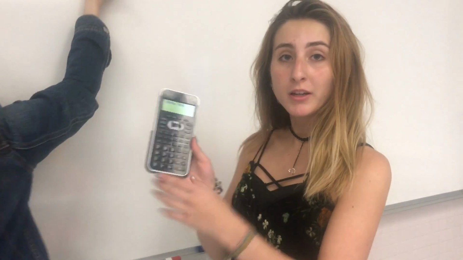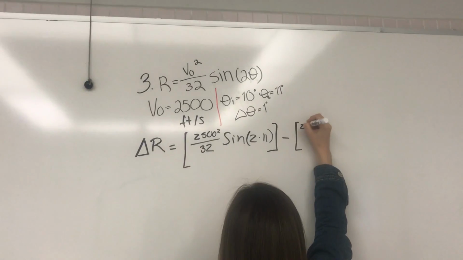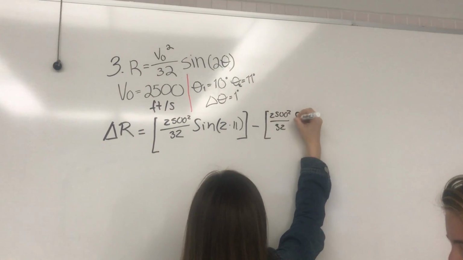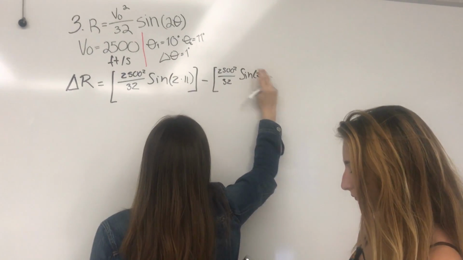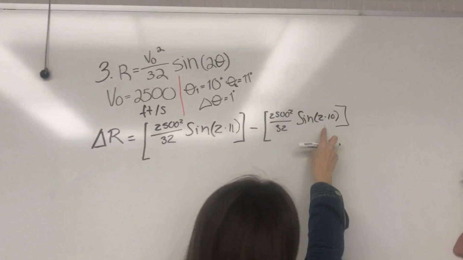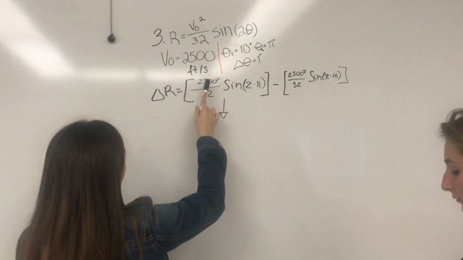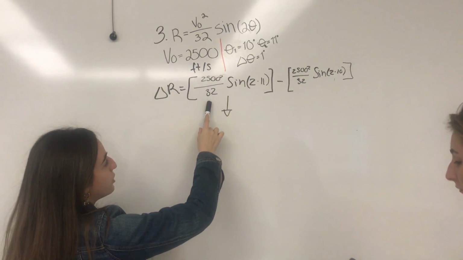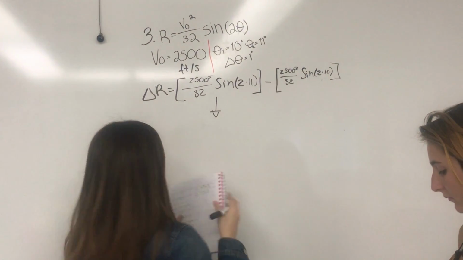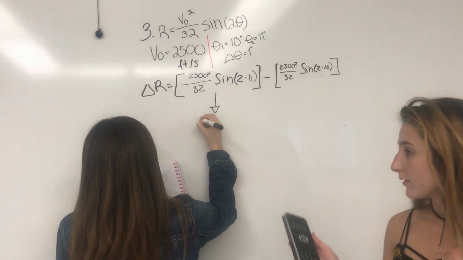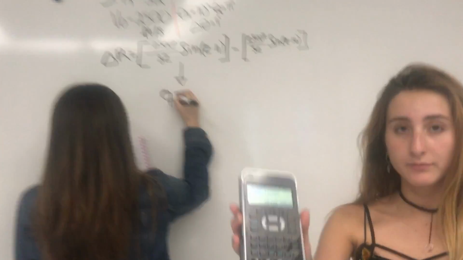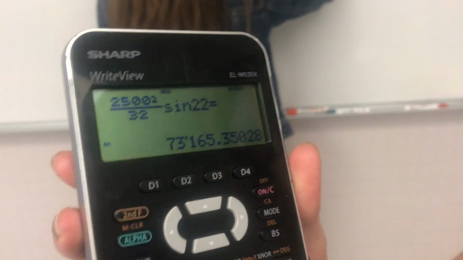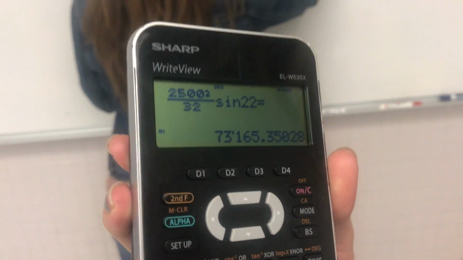So I'm going to start plugging it into my calculator so we can get the result. 2,500 to the second power over 32 times the sine of 22 gives 73,165.35.